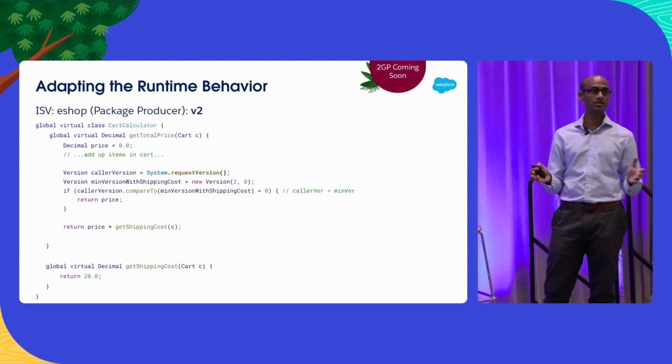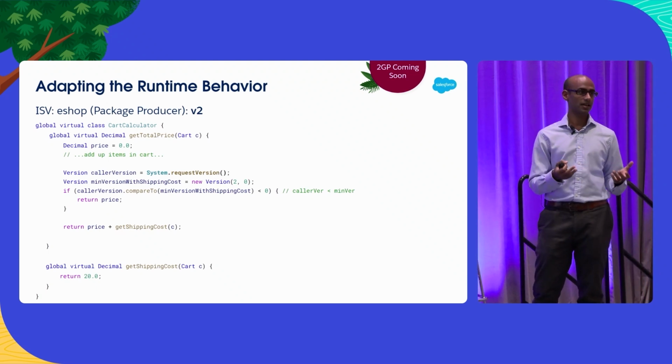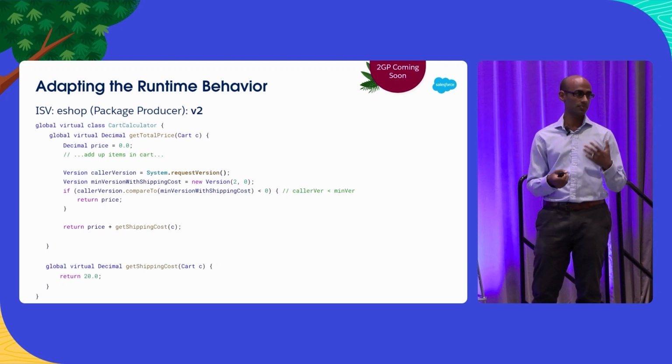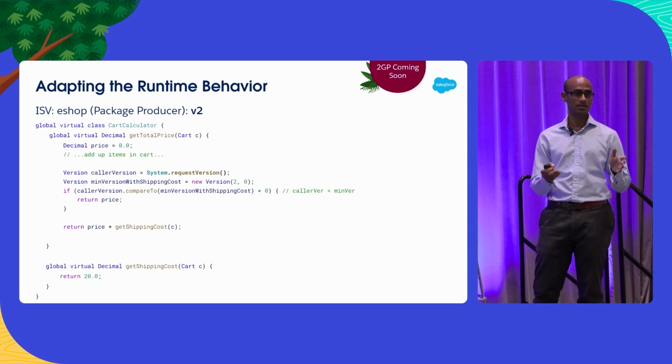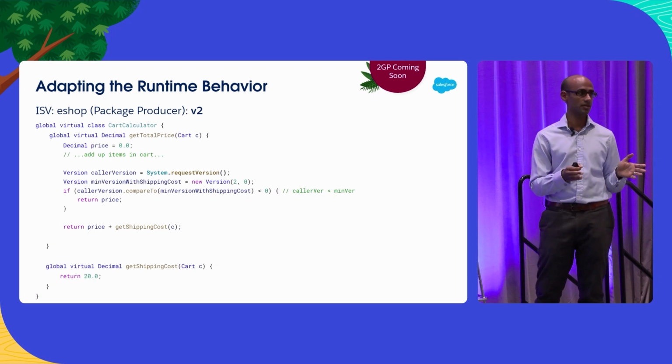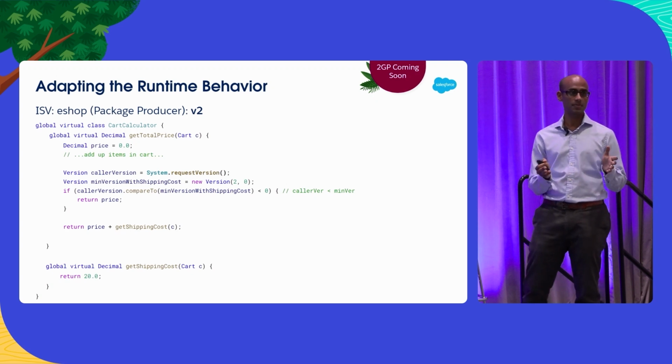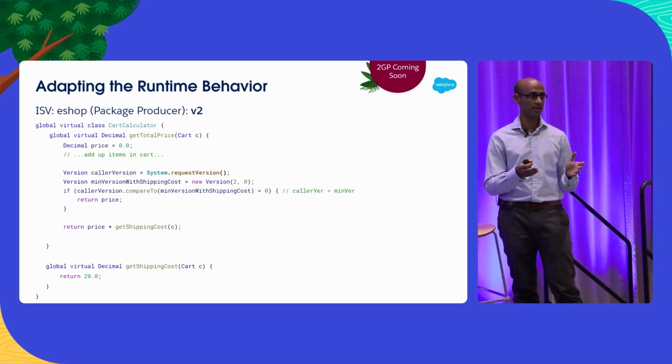And that's it. So in summary, in order to make package upgrades safer for 2GP managed packages, we're allowing consumers of managed packages to specify package versions. And that does two things. It keeps the shape of those Apex APIs in those managed packages stable to make sure things keep compiling. And it gives those managed package authors the ability to keep their behavior stable.